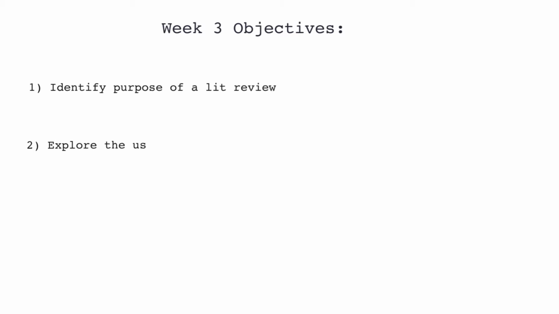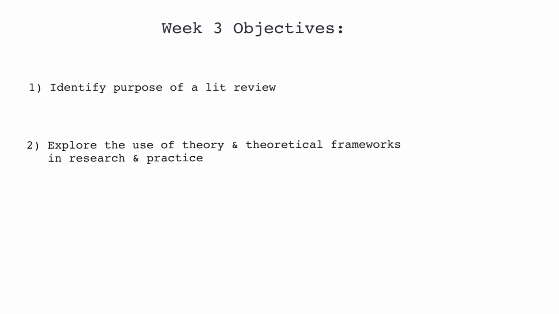This week we have three main objectives. Number 1 is to identify the purpose of a literature review. Number 2 is then we will explore the use of theory and theoretical frameworks in research and practice. And then number 3, we will finally critique a literature review from a research article.